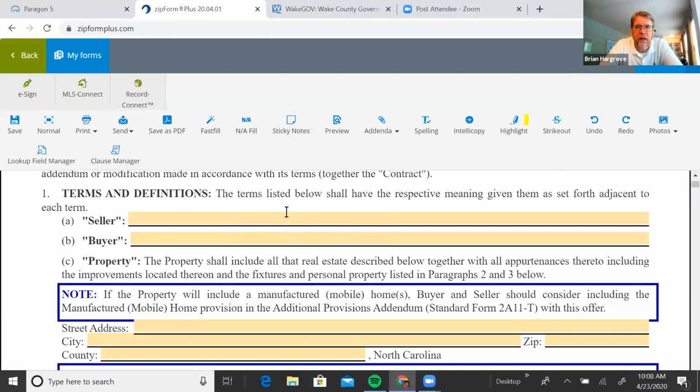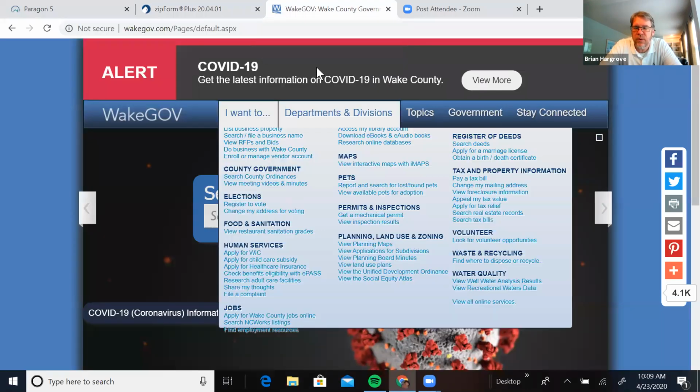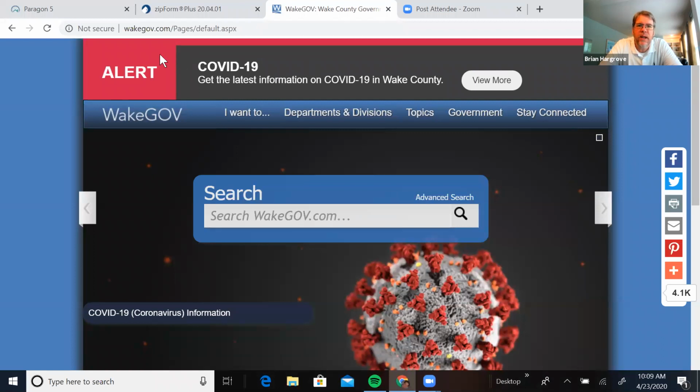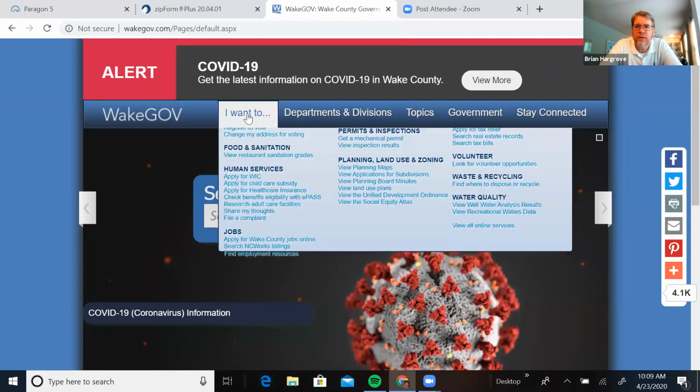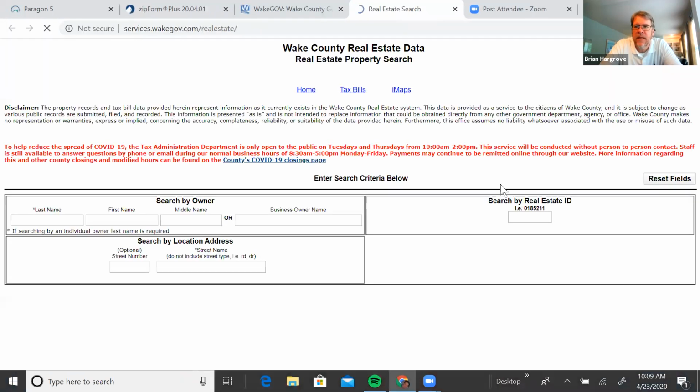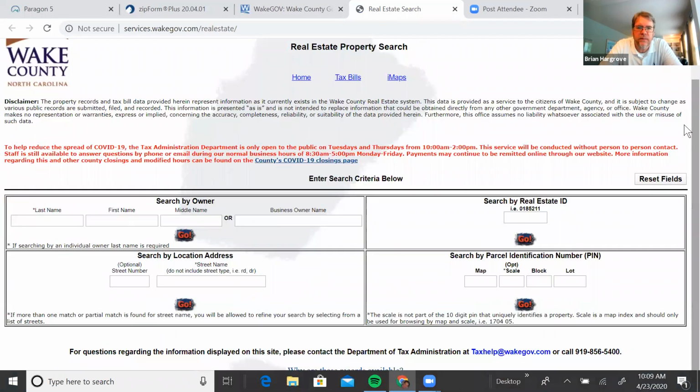As we go through, there's two other things that I usually have open when I'm dealing with a property, right? So one is going to be the county website for whatever county the property is in. In this case, we're going to just assume that the house we're going to do is in Wake County, right? So I go to wakegov.com. I'm going to go to I want to, and then down here it says search real estate records. And then I'm going to put in the property address, right? So we'll use our office address.